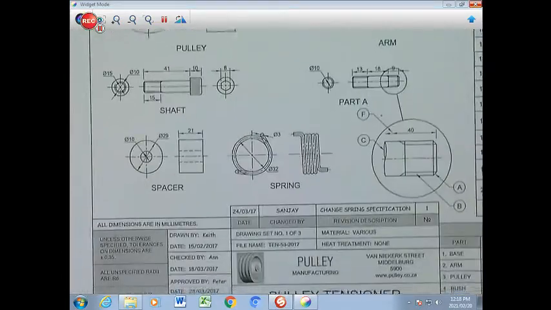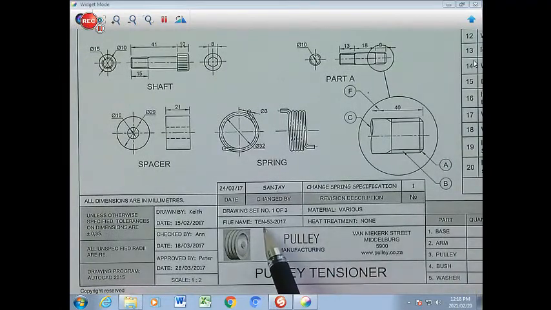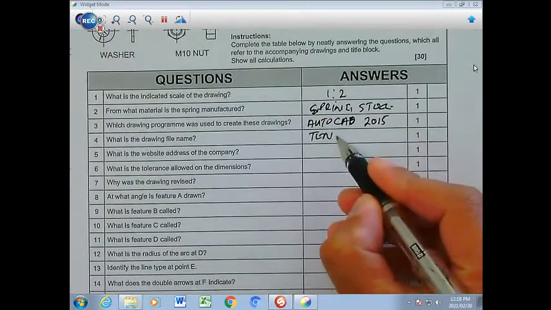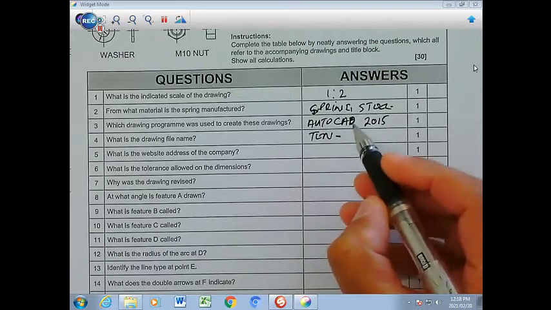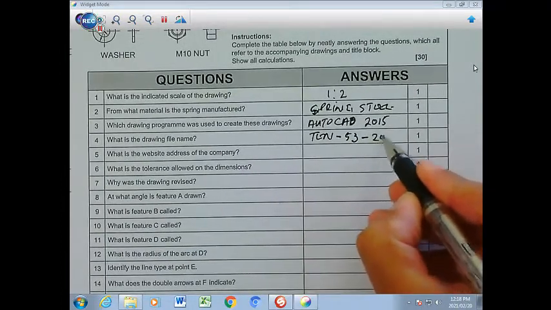So we're going to go down here and we're going to look for the drawing file name. That is going to be TEN-53-2017. So let's write that in there. TEN-53-2017.